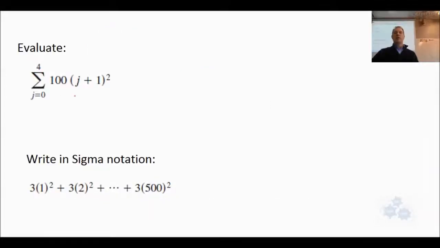If you're asked to evaluate this sigma notation, then what you have to do is add up all of the rectangle areas that are represented here. So for this one, J is going to be, this is our lower bound really, so we're going to have 0. You put 0 in for J. So this is going to equal 100 times (0 plus 1) squared. I'm going to start with 0.